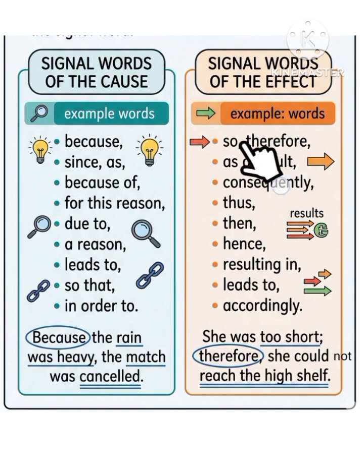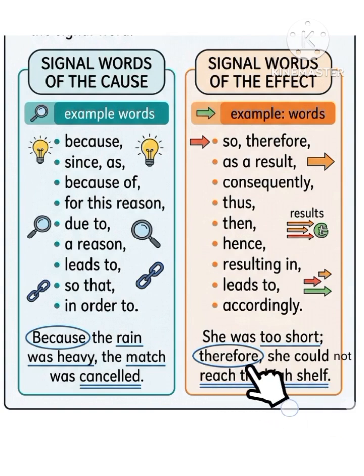These are the signal words that tell us about the effect: so, therefore, as a result, consequently, thus, then, hence, resulting in, leads to, accordingly. Let's take an example. She was too short, therefore, she could not reach the high shelf. We have therefore.